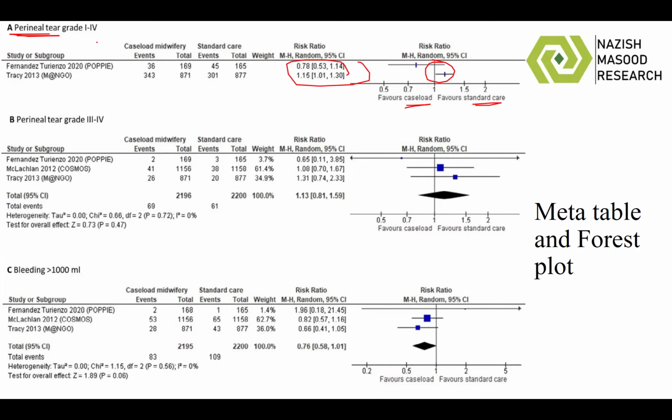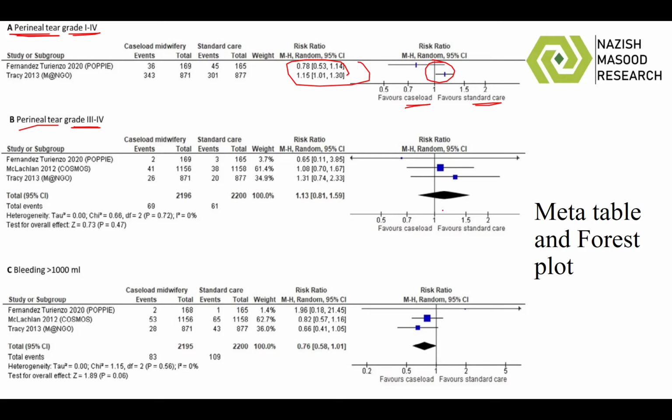For grade 1 to grade 4, and for grade 3 and grade 4 perinatal tier, they again did something. What you're seeing here right now is a subgroup analysis in which they have created different subgroups for different variables, and they're looking at their effect sizes and their overall cumulative effect, because they're trying to assess whether or not caseload midwifery has any benefit.